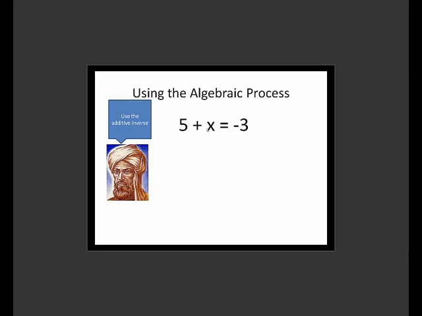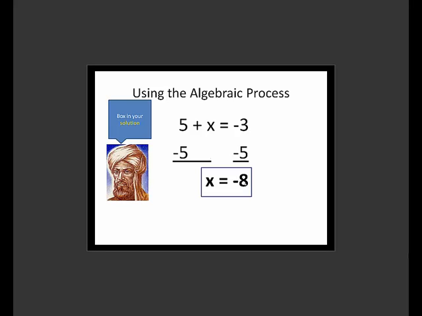To get this by itself, I have to get rid of the 5. So I'm going to add a -5. This is what Muhammad's calling the additive inverse. What you do to one side, you must do to the other. So notice on the right side, I'm also adding a -5. So on the left I have x, and on the right I have -8. I'm going to box in my solution.